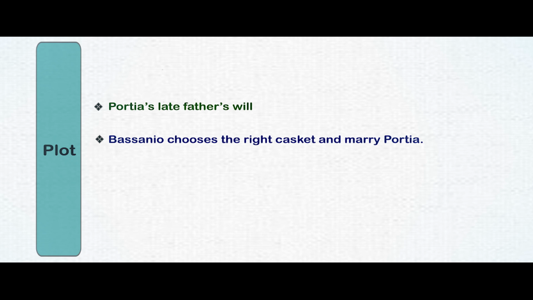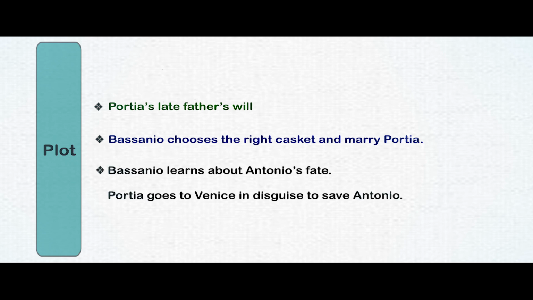All the suitors who come from different parts of the world to try their luck have to choose the casket where Portia's portrait will be hidden inside. If they choose the right casket, then they can marry Portia. Bassanio happens to choose the right casket and marries Portia. Bassanio learns about Antonio's fate. Portia goes to Venice in disguise to save Antonio.